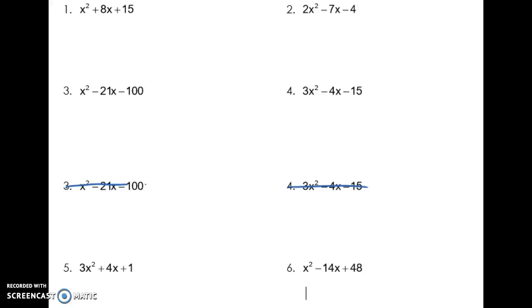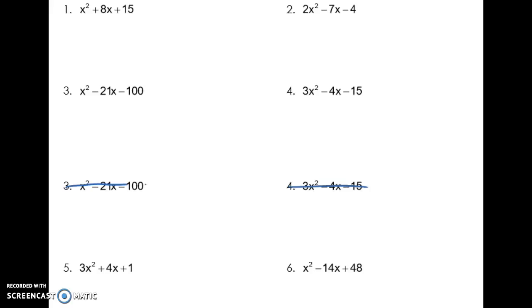In this video, we're going to look at an alternative way to factor. It's called factoring without the area model. So we've already looked at how we can factor using the area model, but there's a way we can do this using guess and check. So we're going to factor this first one here, x squared plus 8x plus 15.